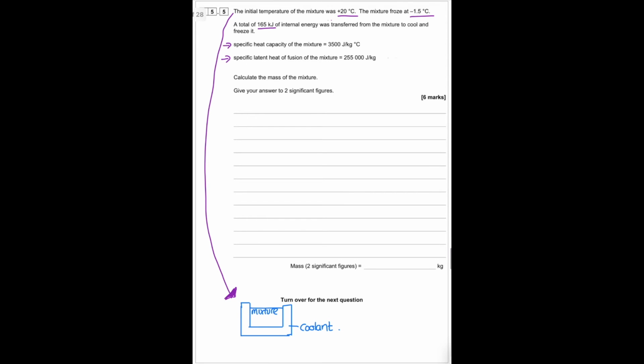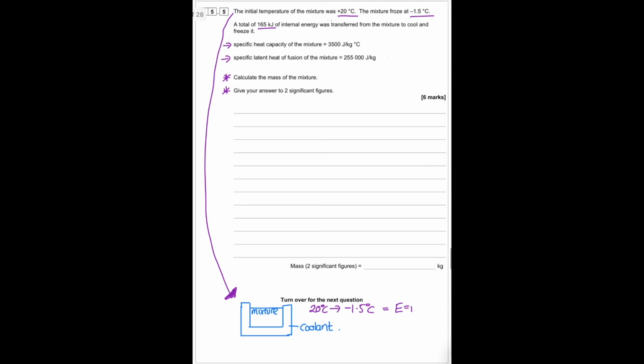The specific latent heat of fusion of the mixture is 255,000 joules per kilogram, and we've got to calculate the mass and give our answer to two significant figures. First of all, the energy needed for the mixture to change from 20 degrees Celsius to minus 1.5 degrees Celsius for it to solidify is worked out using this equation here.